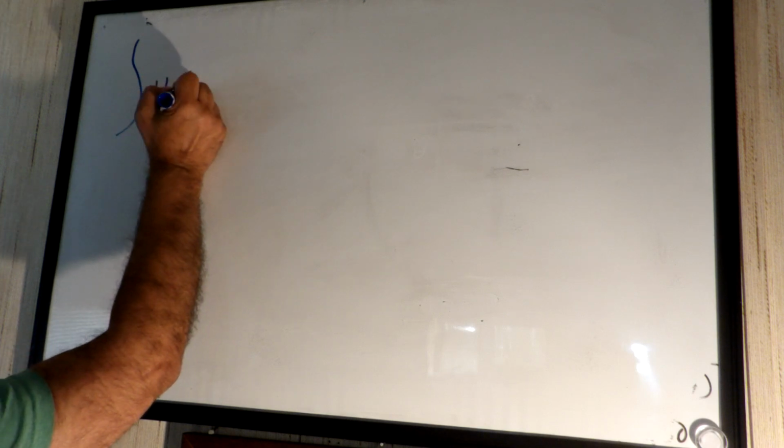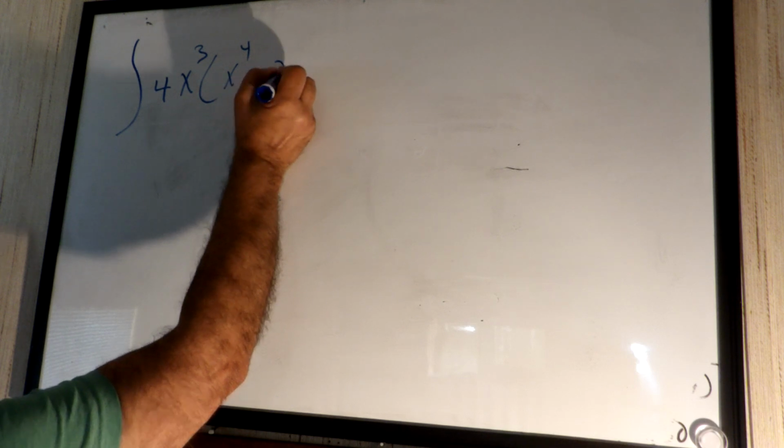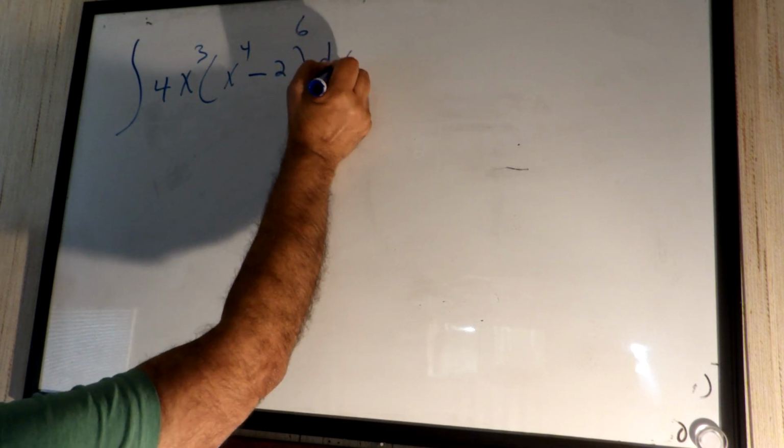Okay, we are gonna talk about substitution, integration by substitution. Okay, so we have here the integral of 4x^3 times (x^4 - 2)^6 dx.